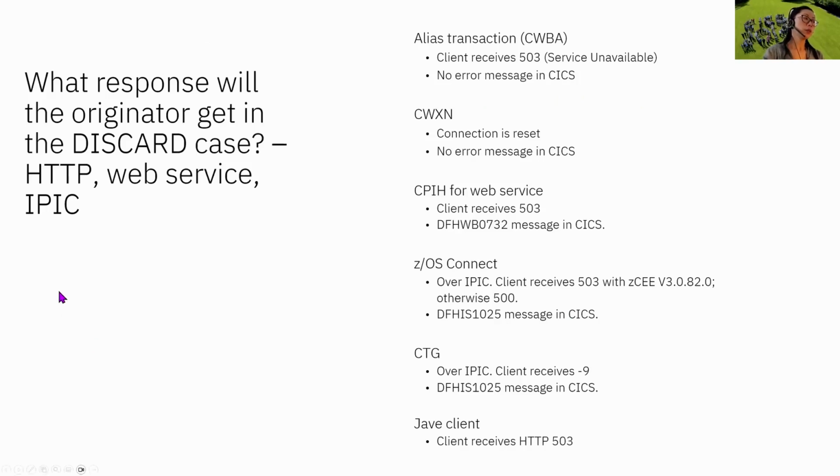Another area that can potentially start a CICS task is, for example, when CICS gets an HTTP request and goes through web service, or an IPIC request through IPIC. So I've listed the different transaction IDs involved in those cases. Some are CICS supplied, but they can potentially be involved in those cases, so that you can configure the purge action and the purge threshold for them. I've also listed what response the client will get.